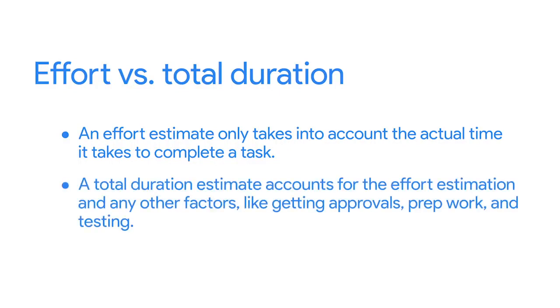A total duration estimate accounts for the effort estimation and any other factors, like getting approvals, prep work, testing, and so on. For example, imagine one of your tasks is designing and launching the checkout page for the tablet. The effort estimation for designing the page might be 8 hours, which is the amount of time it takes to mock up and implement the design. But the total duration of the task includes testing, feedback, and approvals needed to launch. That means that the total time estimate for the checkout page is actually more than 8 hours.